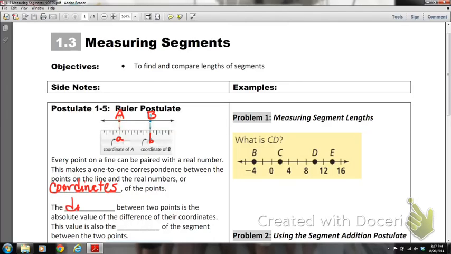Now the distance between 2 points is the absolute value of the difference of their coordinates. This value is also called the length of the segment between the 2 points.